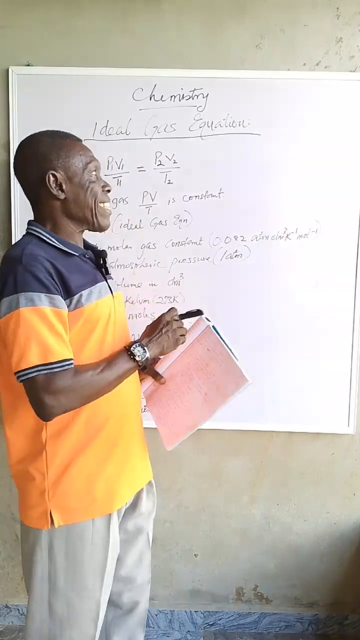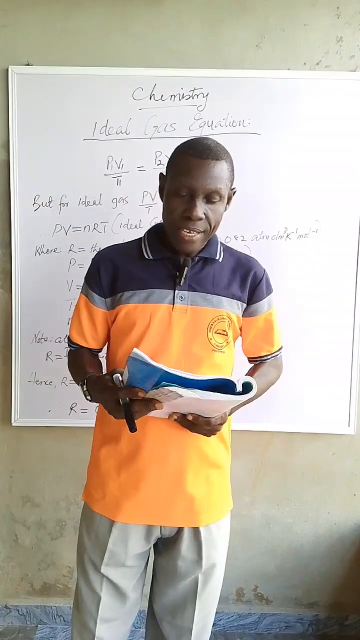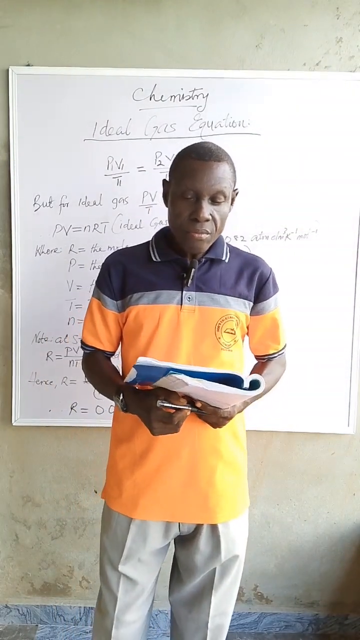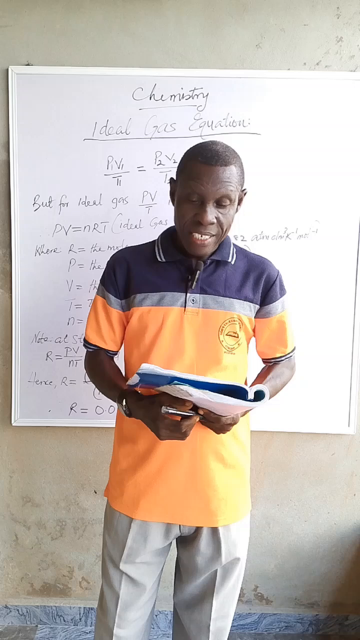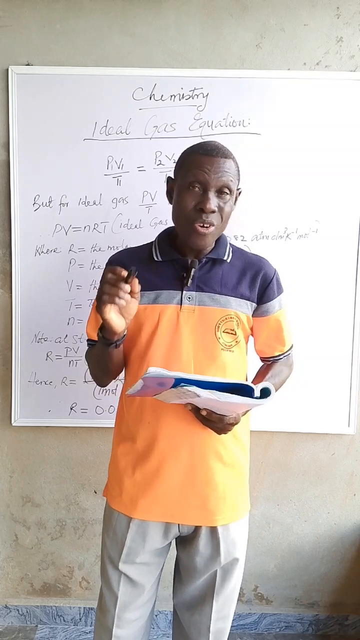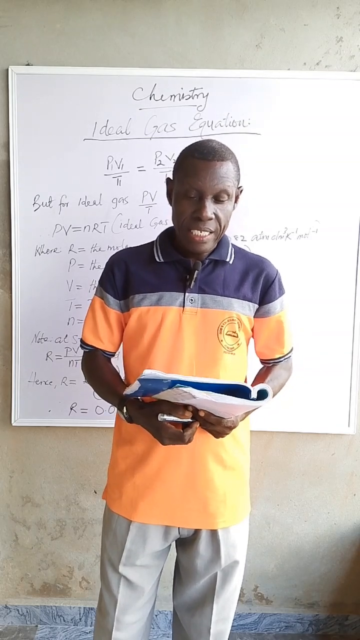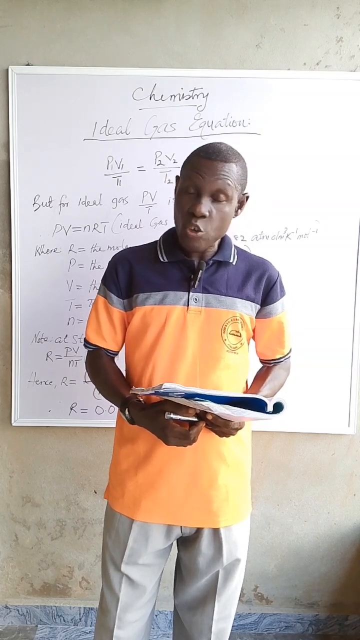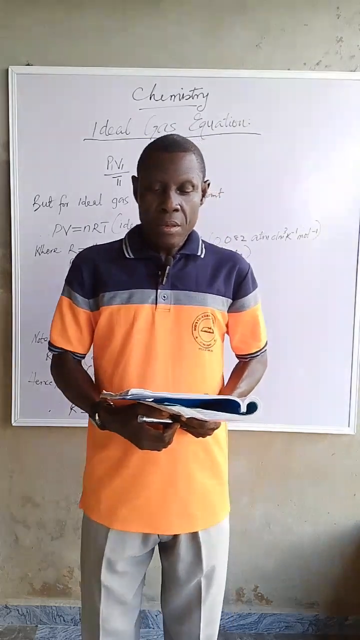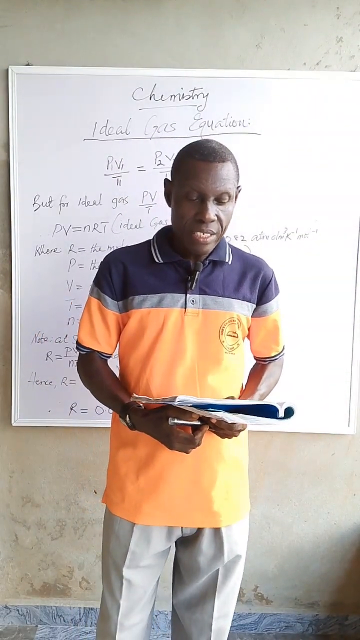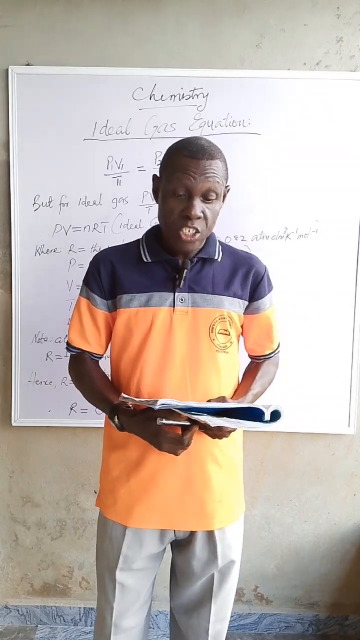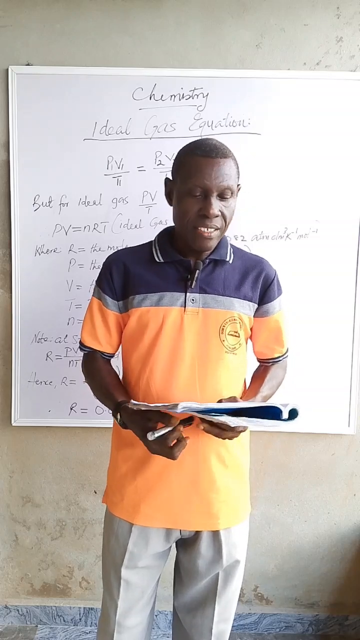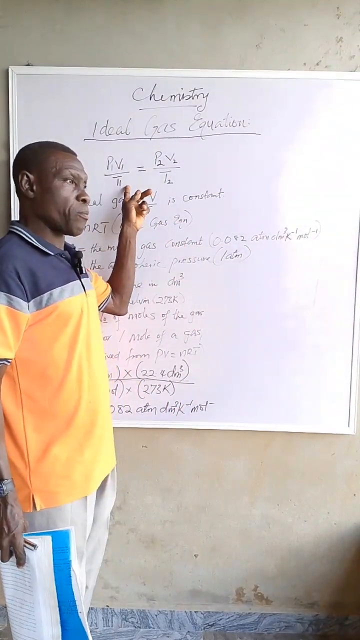So now we have the ideal gas equation. Let us see what we have as we go by my note. In all calculations or measurements that involve gases, four quantities are always considered: volume, pressure, temperature, and the number of moles. But out of these four quantities, three appear in the general gas equation, which are the pressure, temperature, and volume, as expressed on the board.